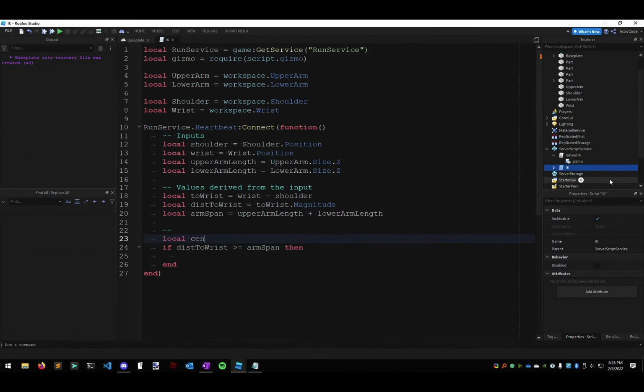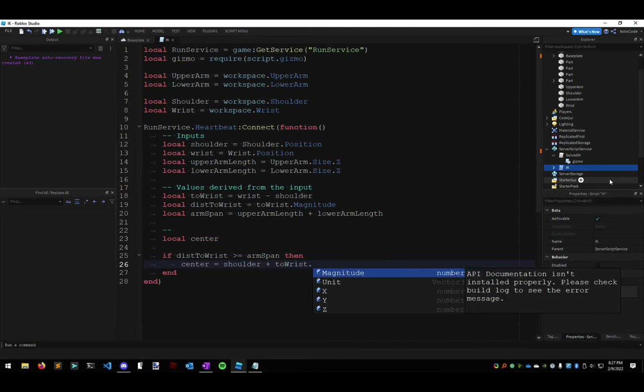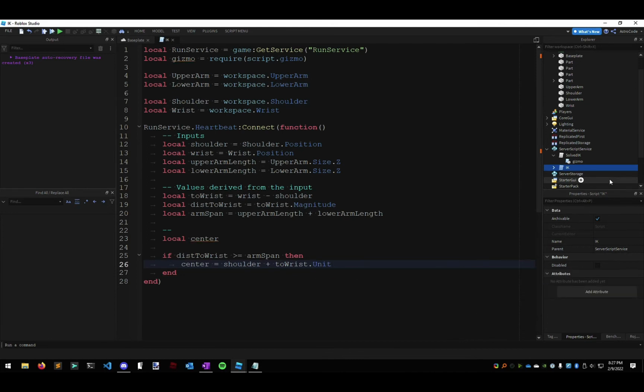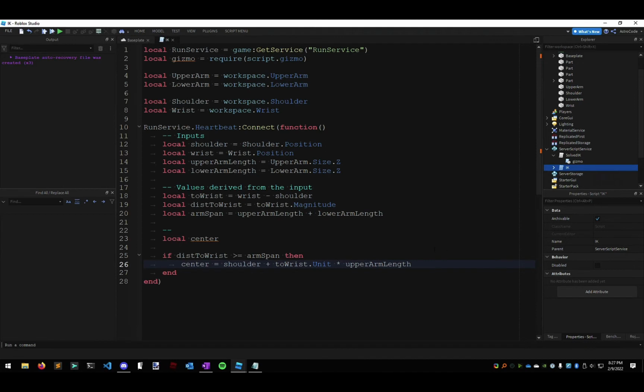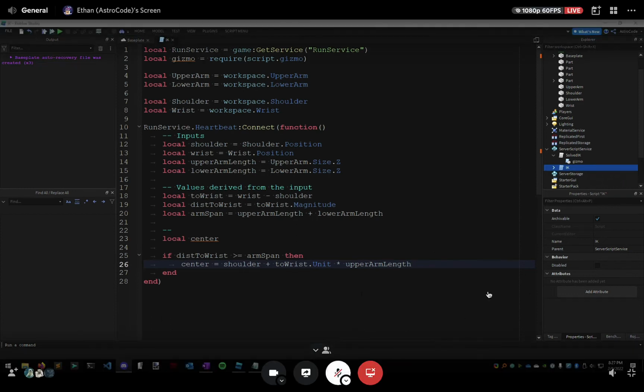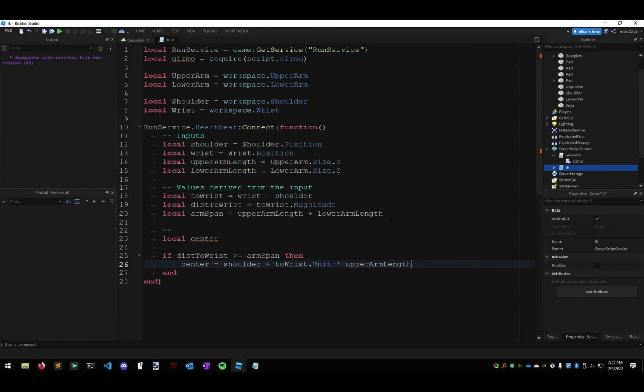So we'll call that the center. And the center is going to be starting at the shoulder. We're going to then move in the direction of the wrist by the length of the upper arm. This is proposition 20 of Euclid, right? Distance to wrist should be greater than arm span if the triangle is not degenerate. Thank you. Yeah.